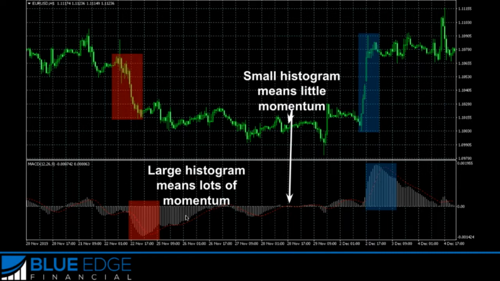MACD has the histogram down here that shows us the difference between the slow and the fast MACD line. When the histogram gets bigger, it means that momentum is getting stronger. When the histogram gets smaller, it means that there is very little momentum in the market. So how can we use this data to spot a trend reversal?